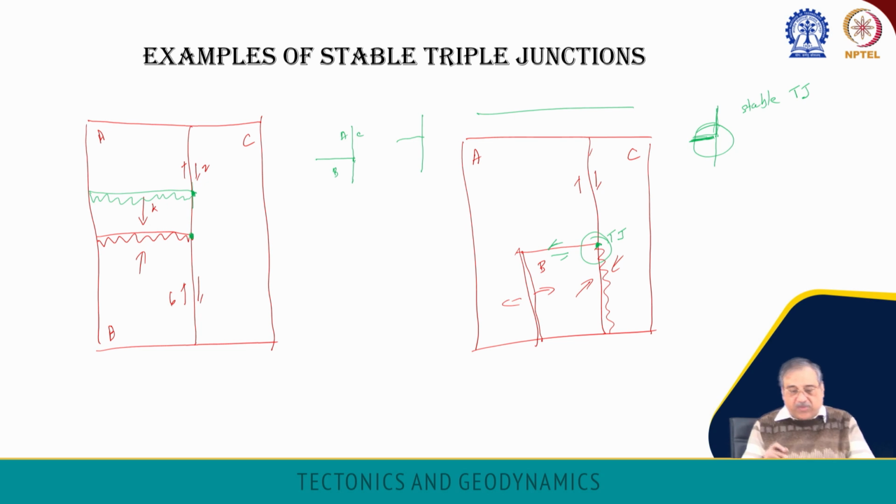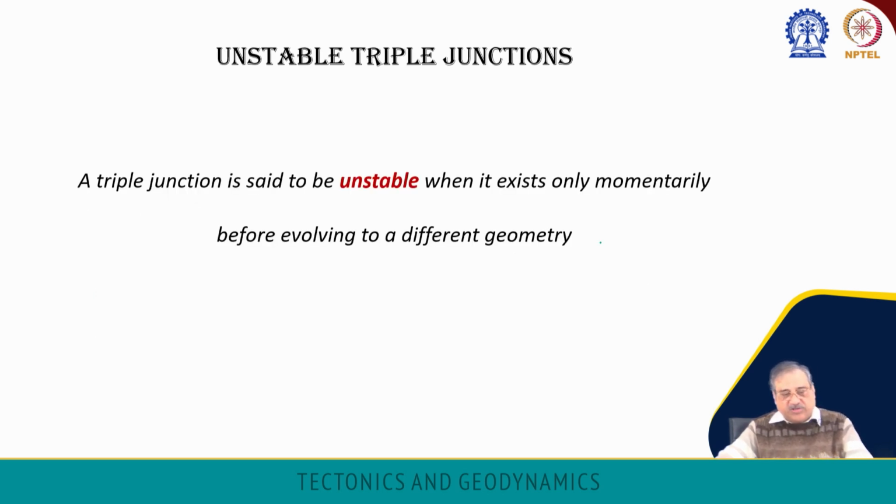So we have stable triple junctions, which can be defined by this kind of behavior. This will stay, and it will be present on the surface of the earth for a significant period of time. So this is what we understand from the words stable triple junction. Now let's just move on from here. So we've talked about stable triple junctions.